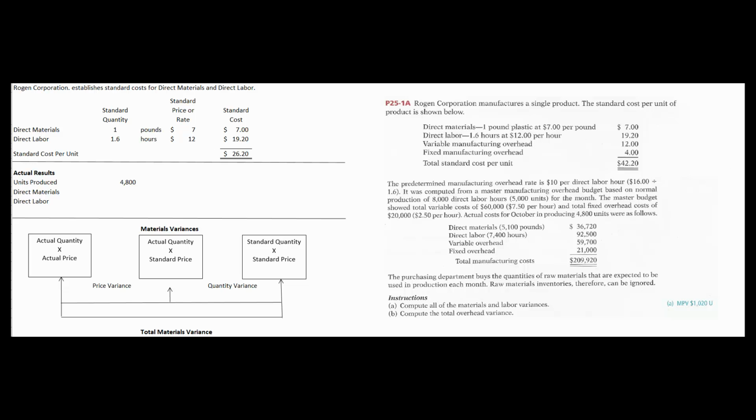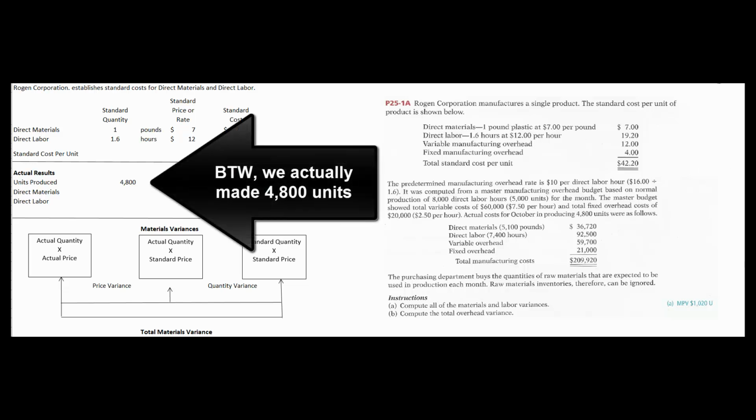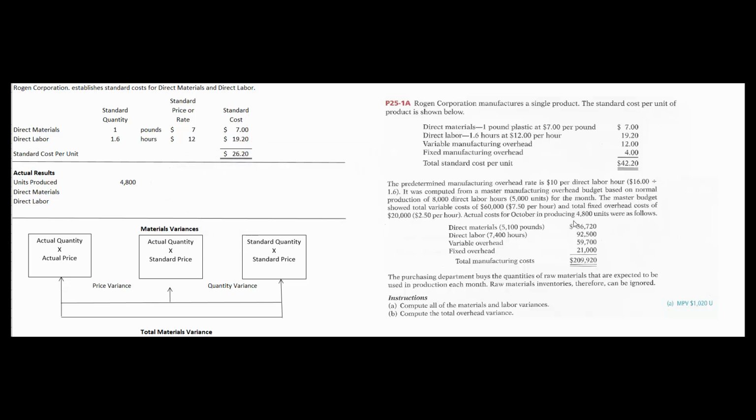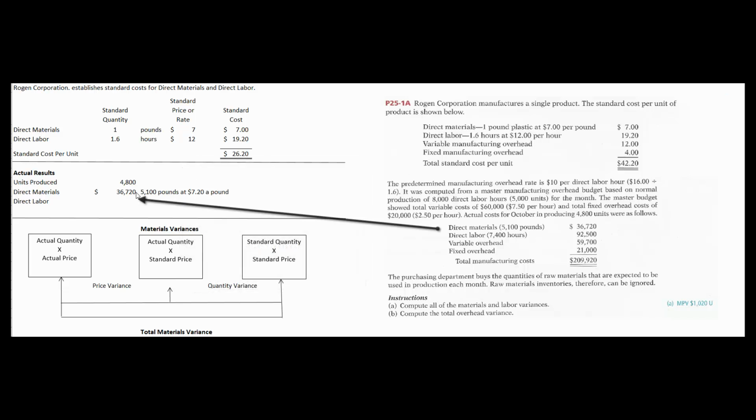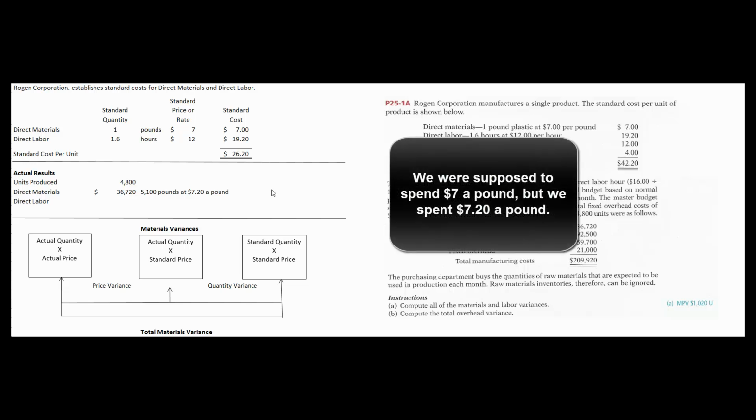Now we just have to figure out what our actual results were for the month. The problem tells us that the materials cost was $36,720 for 5,100 pounds. Well, how much is that per pound? Dollars per pound. 36,720 divided by 5,100 will give us our dollars per pound. So we know we spent a total of 36,720. We used 5,100 pounds at $7.20 a pound. So before we go any further, we already know that there's an unfavorable price variance. We paid an extra 20 cents per pound over what we were supposed to pay.